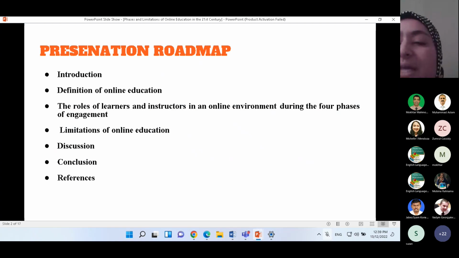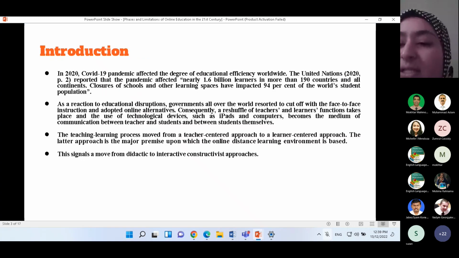So now we move to the slide of introduction, please. The next slide, please. As we all know, in 2020, the COVID-19 pandemic affected the degree of educational efficiency worldwide. The United Nations reported that the pandemic affected nearly 0.6 billion learners in more than 190 countries and all continents. Closures of schools and other learning spaces have impacted 94% of the world's student population.